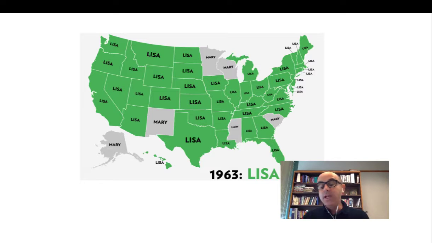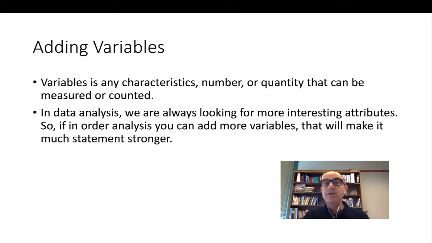Example, all the green colors who are stated in 1963, and all the gray was not counted. So again, this is part of sorting the data and trying to display it in a way that will be more transparent to everyone else. Adding variables is another dimension.